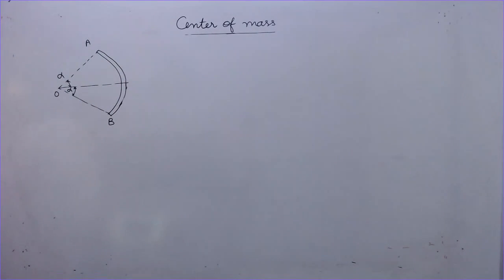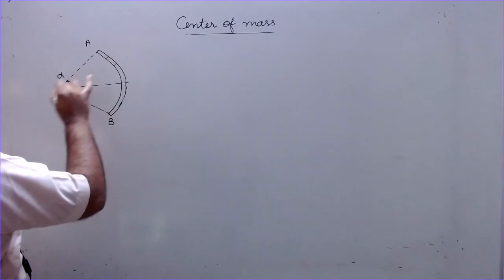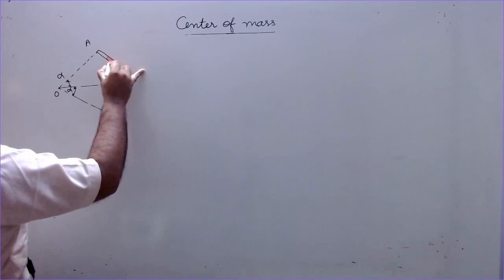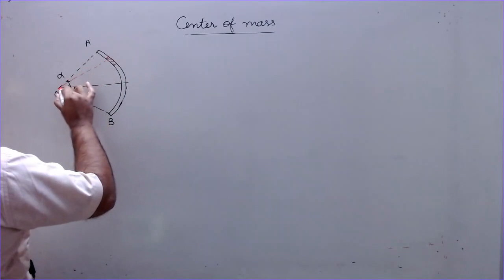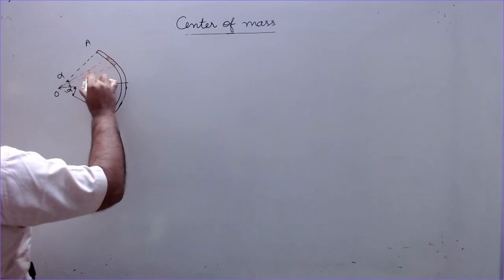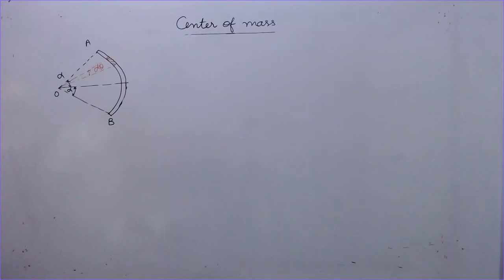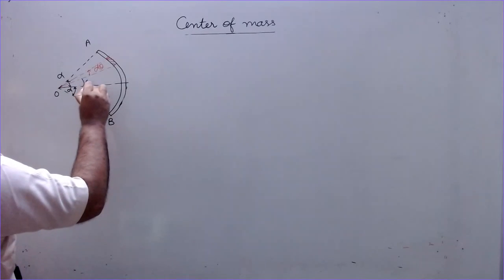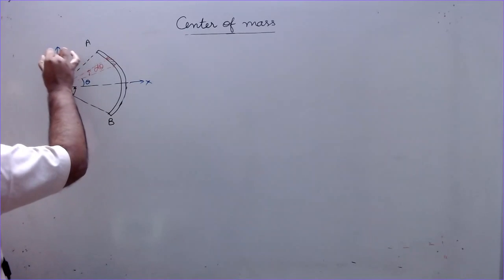So for this again we will take a small element of this. AB is the wire, O is the center, so we take O as the origin and this small element is selected, joining this with the center. This is subtending an angle d theta at the center, and the angle made with the x-axis is theta. So we have this as the x-axis and this is the y-axis.